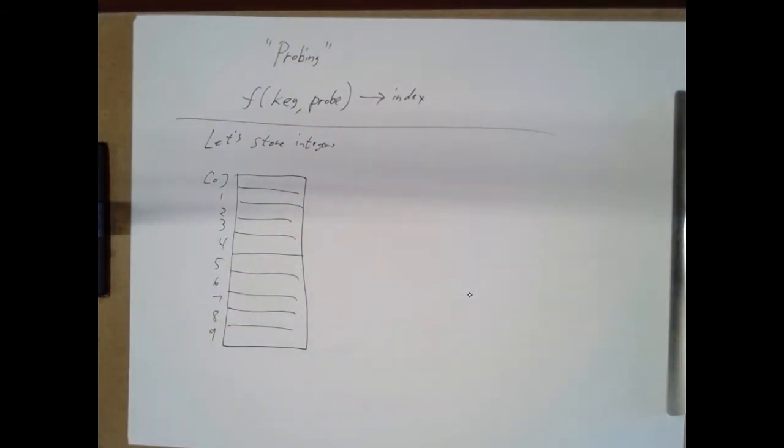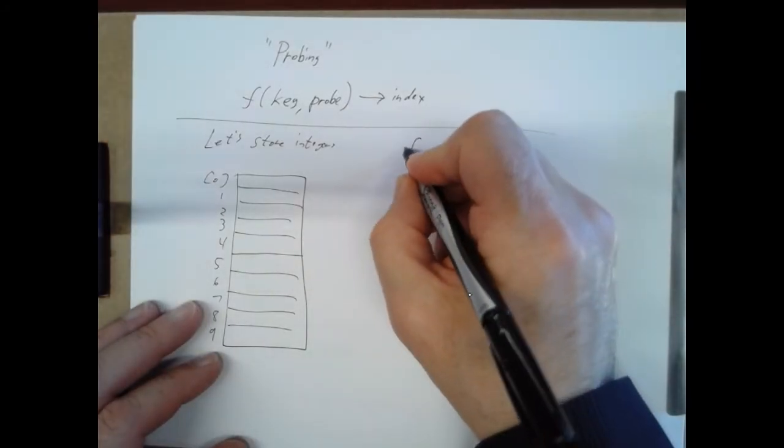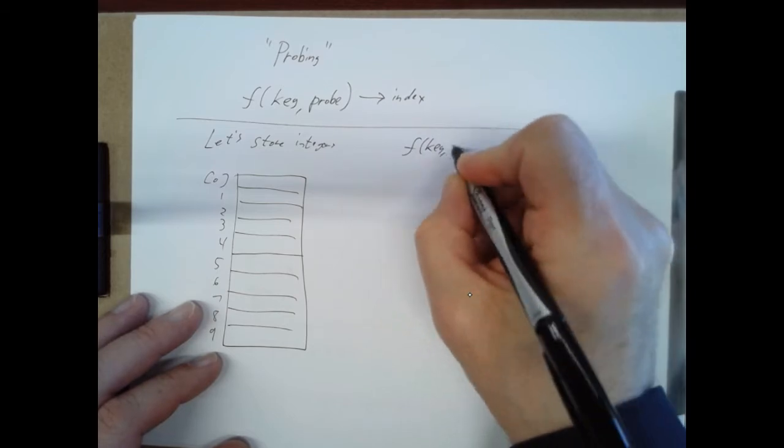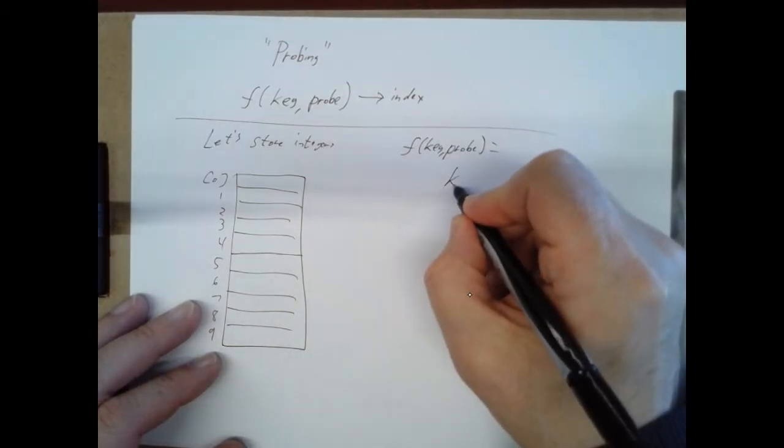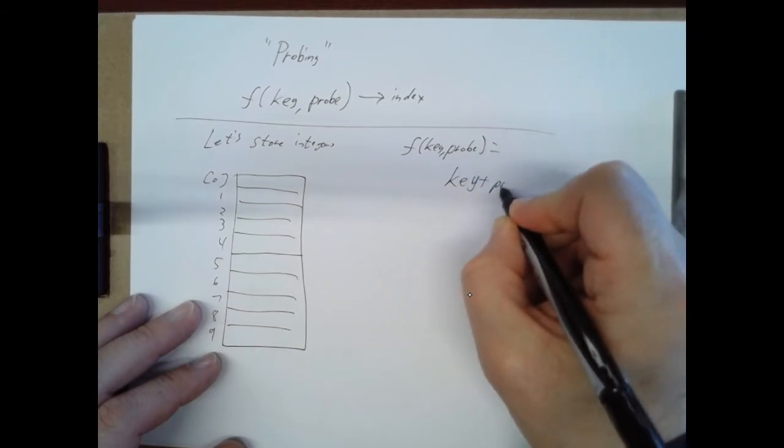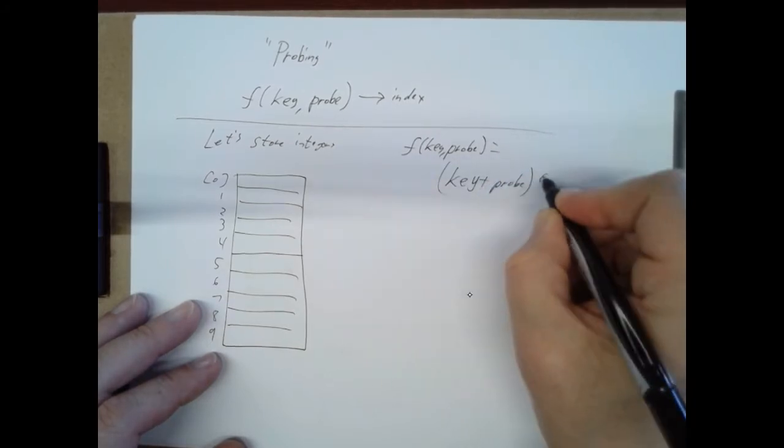So I'm going to stick to a basic hash function that just works modulo 10. And here's what we're going to do. F of key, comma probe, equals key plus probe, modulo 10.